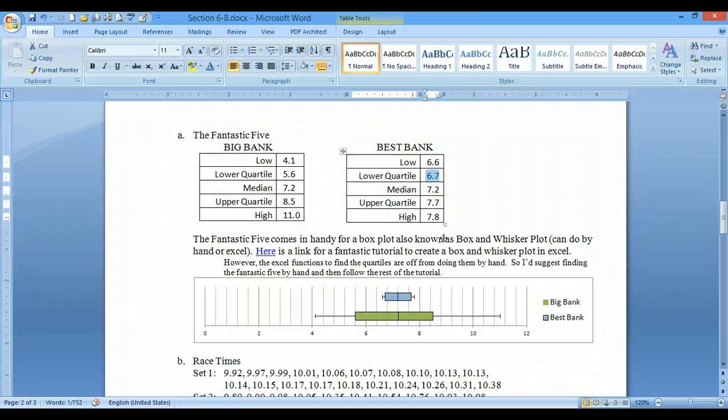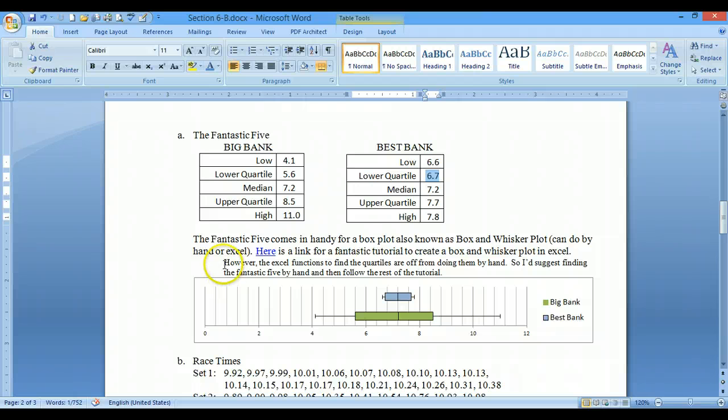The Fantastic Five come in handy for when we make something known as a box and whisker plot. We can do this by hand, which is much easier than Excel, but if you would like to do this in Excel, here's a link: YouTube, watch V equals ZFBPNWKWVWK, for a fantastic tutorial in which you can create a box and whisker plot in Excel. I won't be going through that in this video lecture.